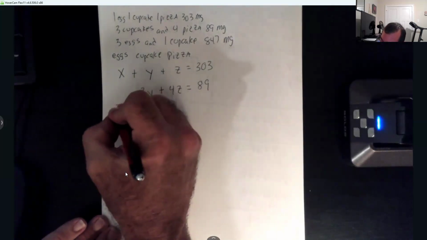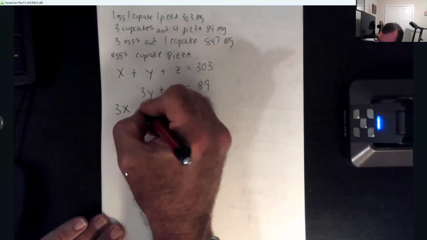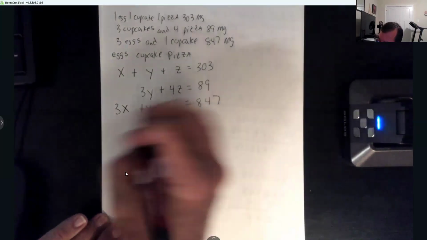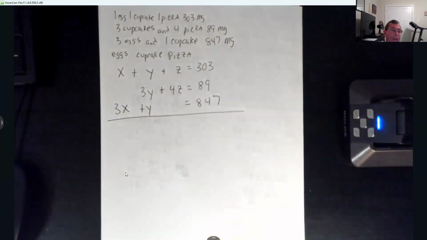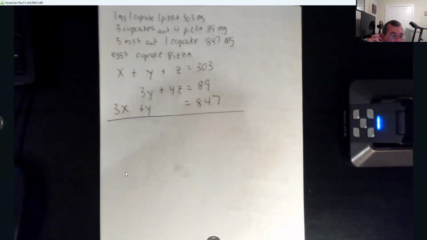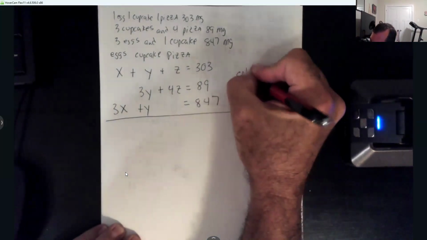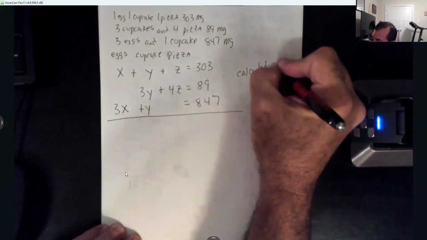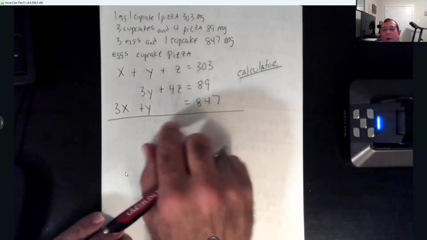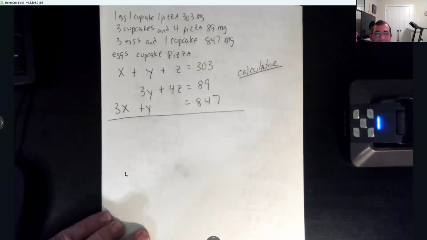So 3x for my 3 eggs, plus a y, because that's 1 cupcake. And that's going to equal 847. Oh, y'all didn't even remind me to do the calculator on the last problem. So for sure, let me write that down here. I'm going to do the calculator just to refresh y'all on using that matrix stuff on these, okay? So why don't I do the calculator first, and then we know what we got to get on this thing, okay?